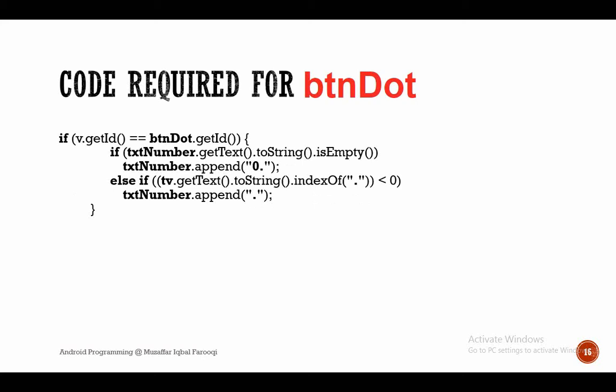This is the code to be executed when button dot is clicked to display a dot in the text box. It will display a dot in the text box if the text box does not already contain a dot in it.